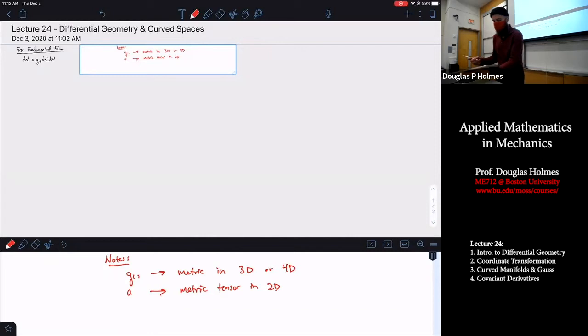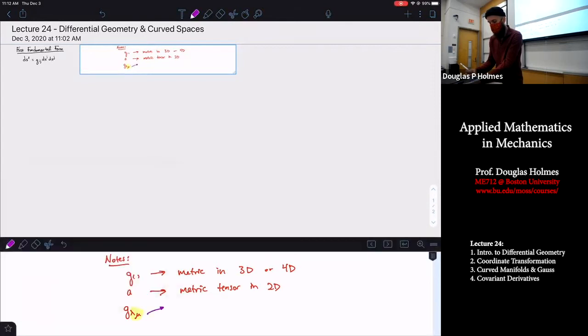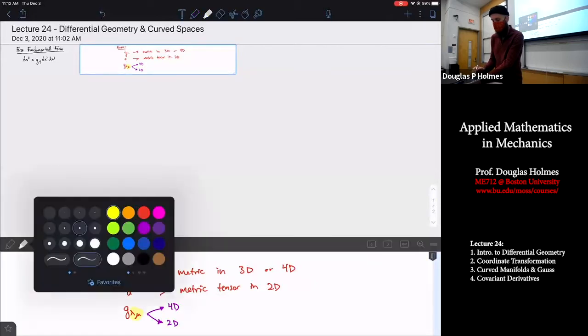You will usually see Greek indices, so like gamma, lambda, mu. The Greek indices will usually be, or almost always actually, in 4D space or 2D space. So we don't really have to concern ourselves with 4D space, being primarily mechanical engineers.